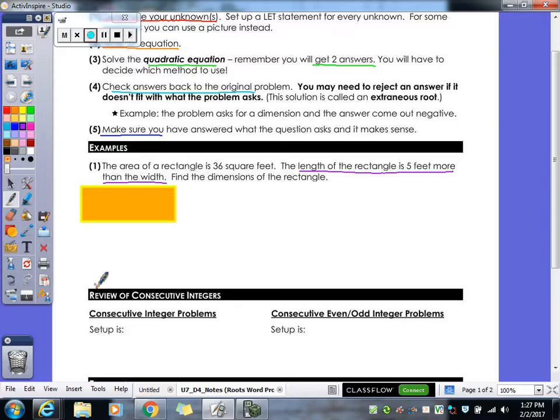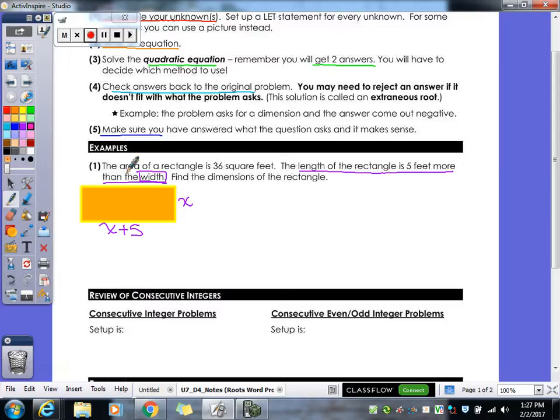So they tell us with that rectangle, the length is 5 feet more than the width. So the dimension that's mentioned last is your width. So that's the one that's going to be your x. Remember, whichever one is mentioned last, that's always your x. So the length is 5 feet more than that. So how would I write 5 feet more than that? x plus 5. So there's our dimensions so far. We got an x and an x plus 5.